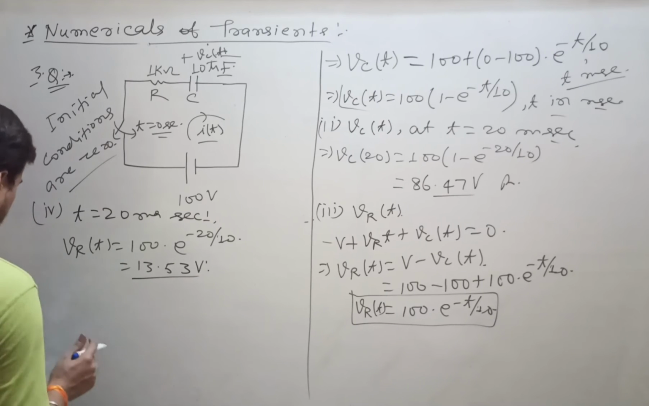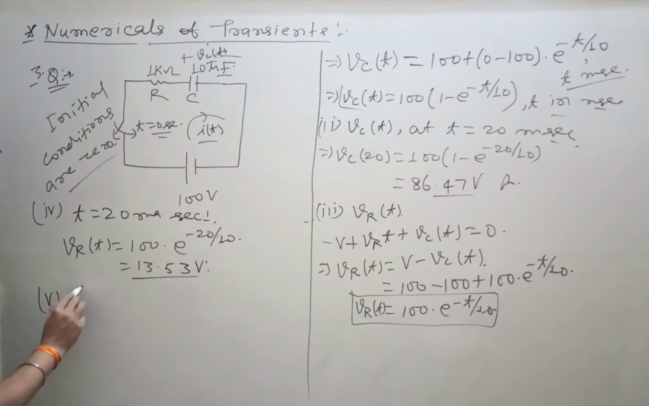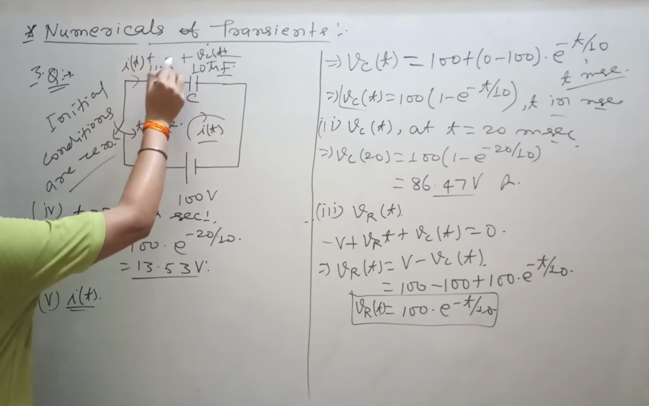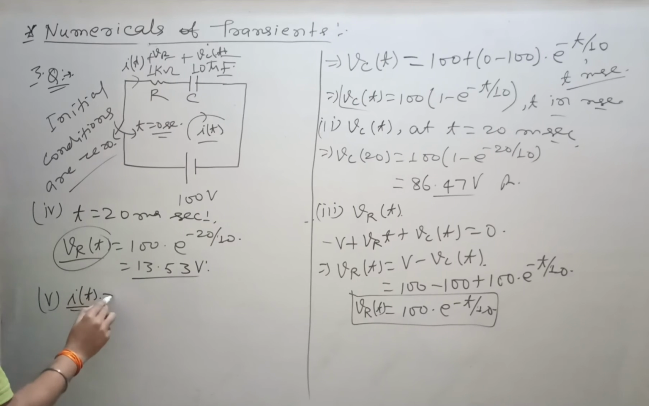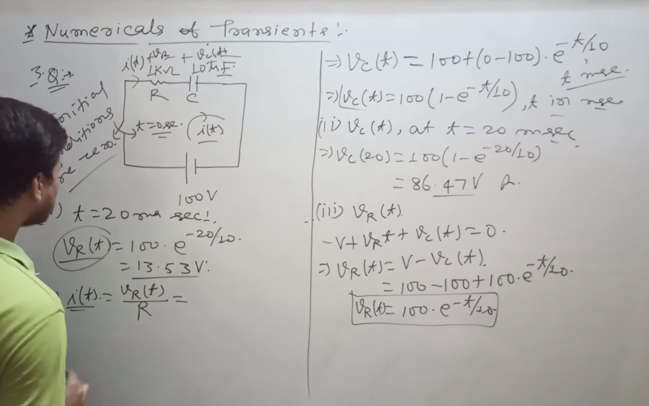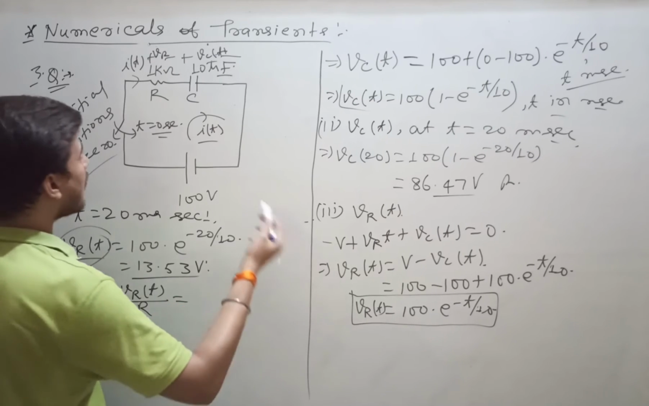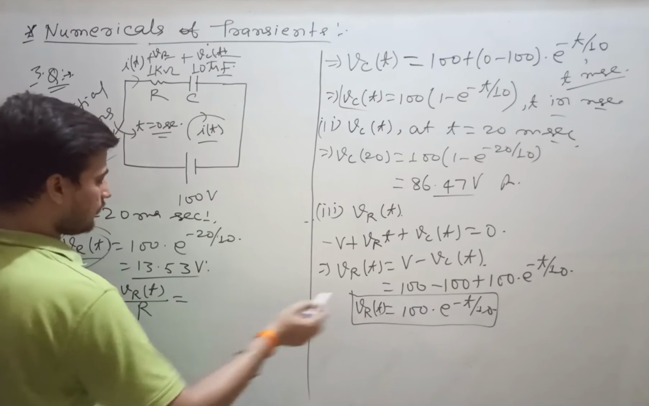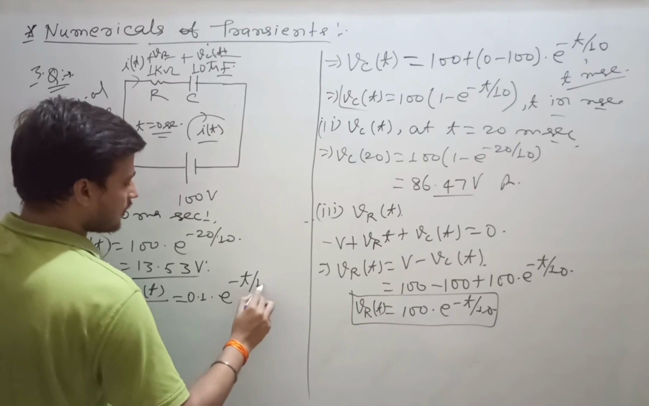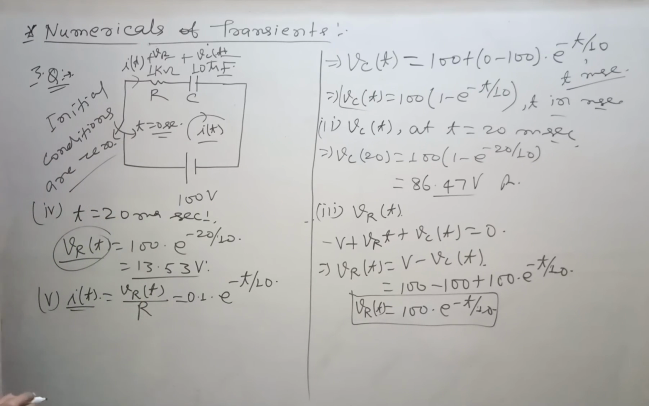Fifth question is, write the expression for current IT. So what will be the expression for current IT? You know the expression for the voltage across the resistor. So you can write IT will be equal to VRT divided by R. R is 1 kilo ohm, so here it will be 100 divided by 1000, that means 0.1 into e to the power minus t by 10. This will be the expression for current IT.